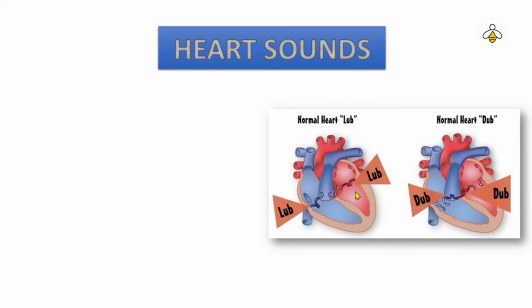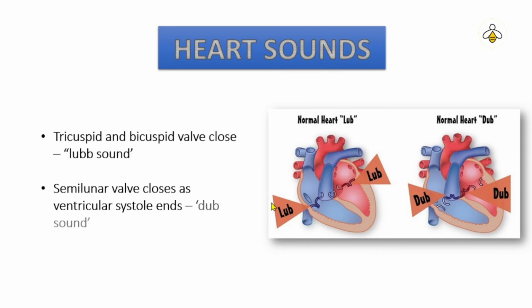And when we listen with the help of a stethoscope, there is a sound that is produced, which is the lub sound and dub sound, lub dub sound, right? How is it produced? The lub sound is produced because of the closing of the tricuspid and bicuspid valve, whereas the dub sound is produced because of the closing of the semilunar valve after the ventricular systole. Because of these closing of valves, the lub dub sound are produced.